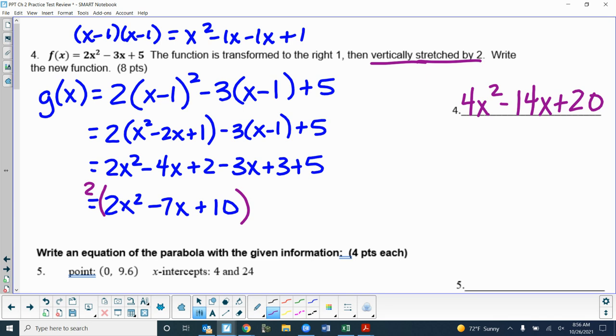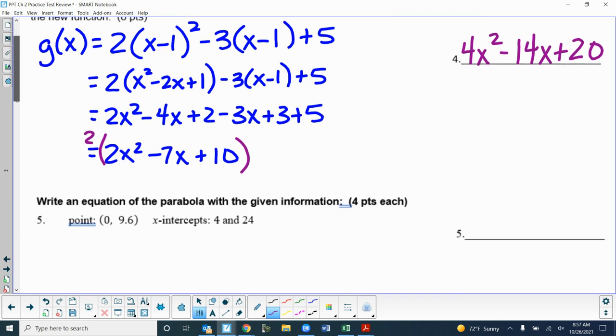Questions? There's no real quick way to do it. Just take your time. Substitute in for x when it's a move right or left. When it's vertically stretched or compressed, multiply the whole thing by that number. Question? All right. Then we'll move on. Number 5.